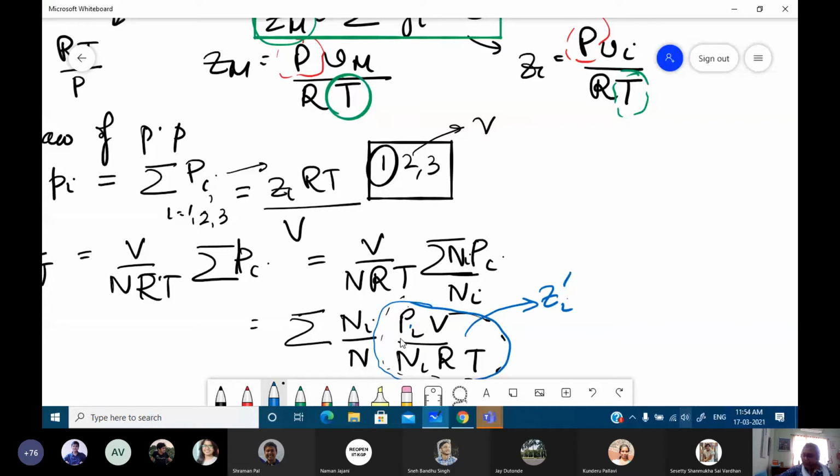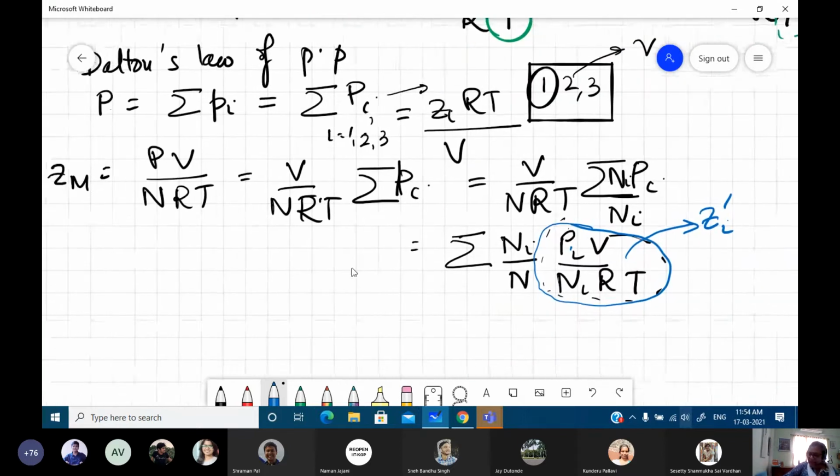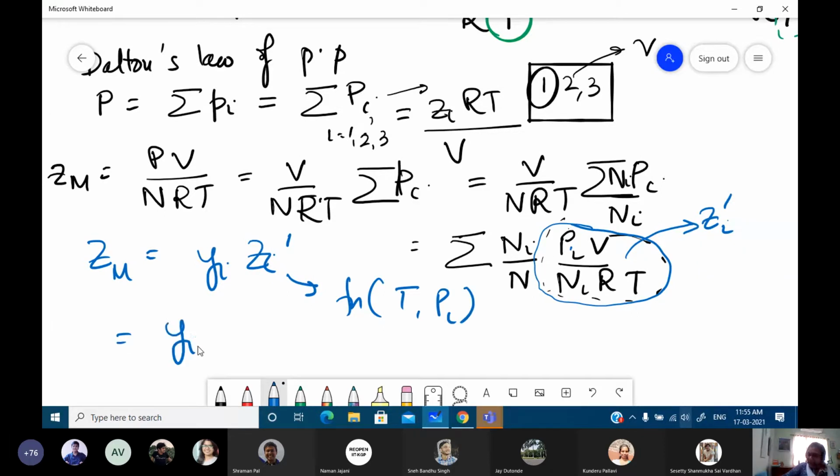But in this case also, if you see this equation, you can write it as Zm equals sigma Yi Zi prime, where Zi prime is a function of T and Pi. We can also write it as sigma Yi Zi, whereas this Zi is a function of T and P. Am I clear to you?